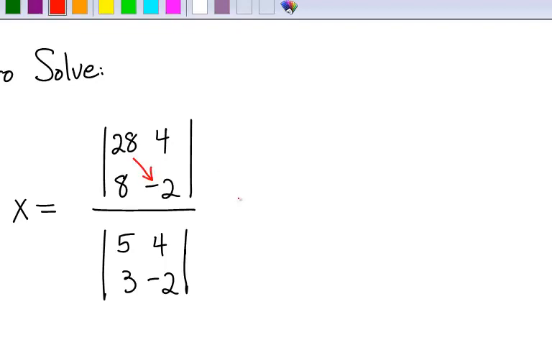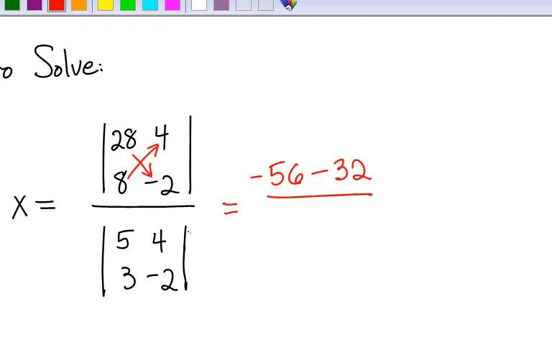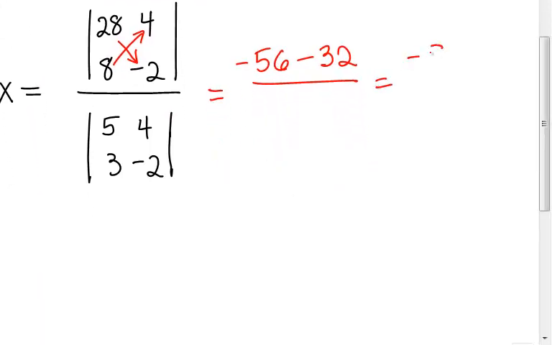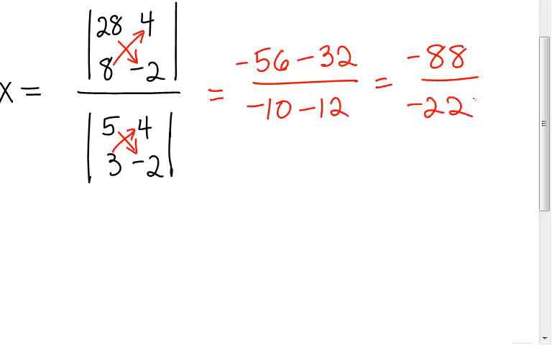So multiply down the diagonal to the right, -56, and subtract the product coming back up, -32. So -56 minus 32. Right? Because they're both negative. That's all right. Then multiply down the diagonal to the right, -10, and subtract the product coming back up. So -22, and -88 divided by -22 is 4. So our x value is 4.